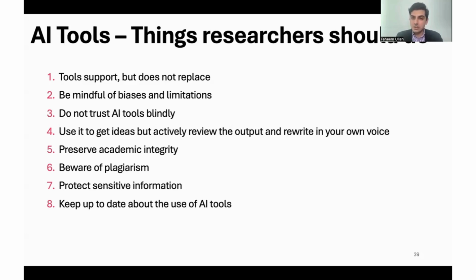Number 6 is you need to be aware of plagiarism, because if you directly copy and paste the outcomes of these tools, that could be flagged as plagiarism. Number 7 is the protection of sensitive information. When you are uploading information, you need to be careful. You can read their policies, what sort of measures they have taken to ensure that your information is protected.